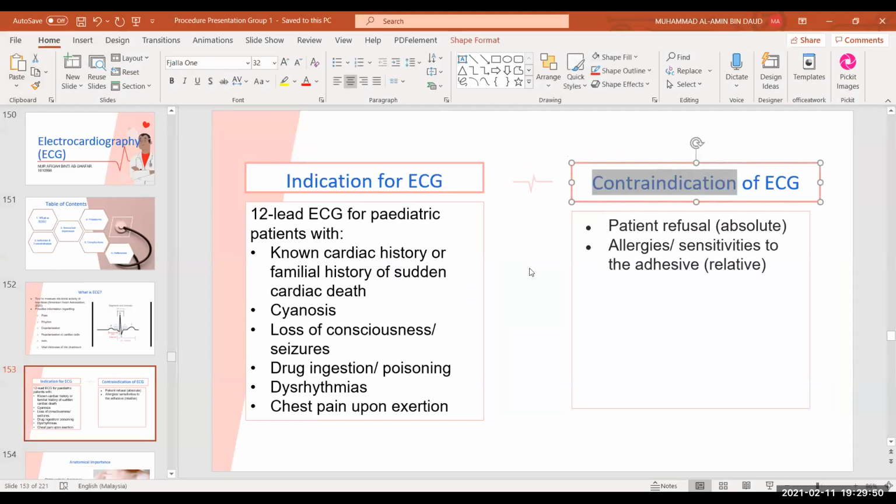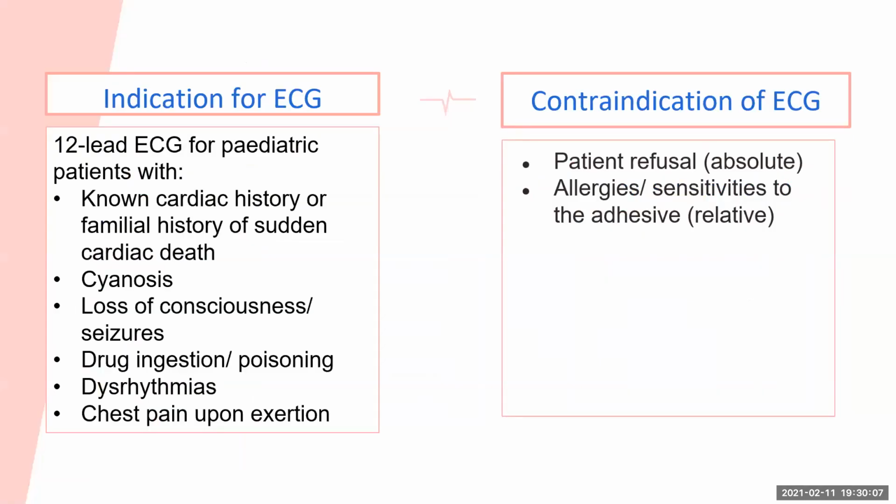And we cannot say patient refusal is absolute. If the patient refuses, we must analyze why he does not want to do it. It may be he is afraid. We will tell him about the ECG, and that it has no harm. Sometimes it may be costly. Sometimes it is like that.